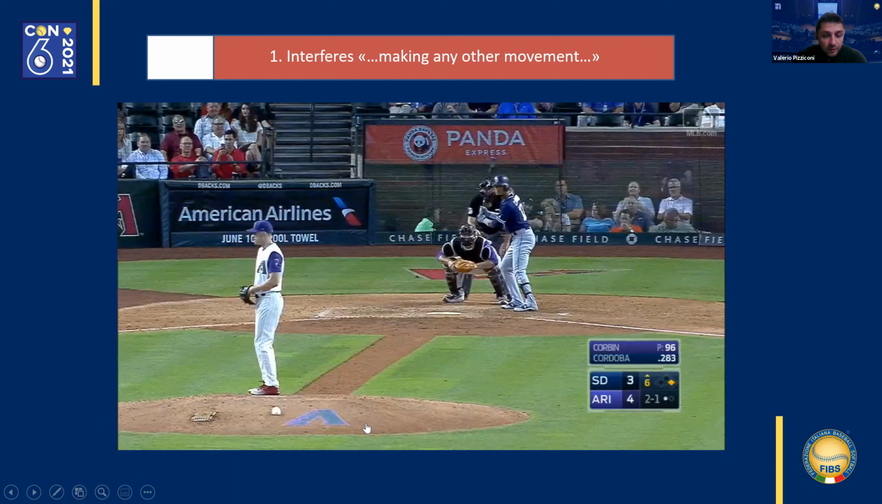Now we will watch videos that show how even the slightest actions interfere with a catcher's ability to perform his responsibilities. These videos show that even though the batter remains in the box, he is still obstructing the catcher with his actions.